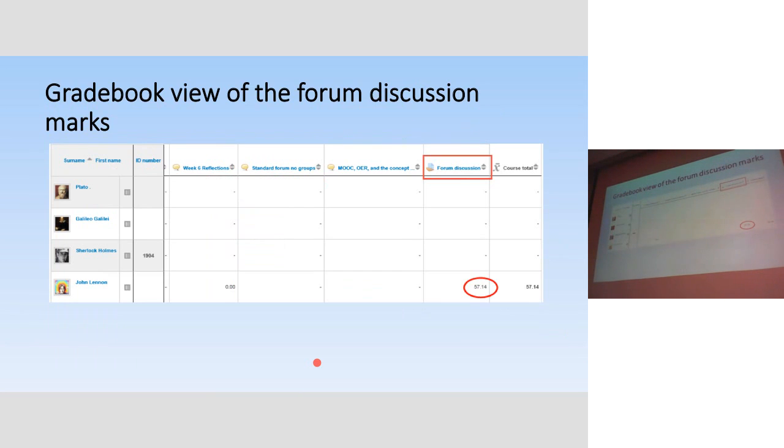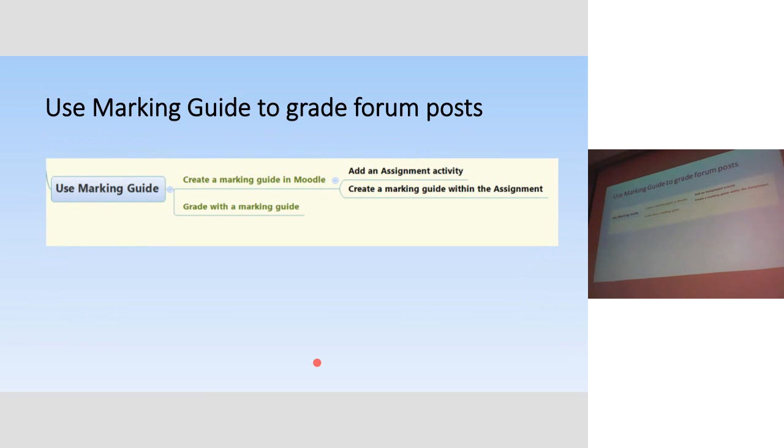Okay. So this is the gradebook view of the forum discussion marks. I have this column, and I mark them with a rubric, and I can see the grade in the gradebook. So that's our last thing on the manual.